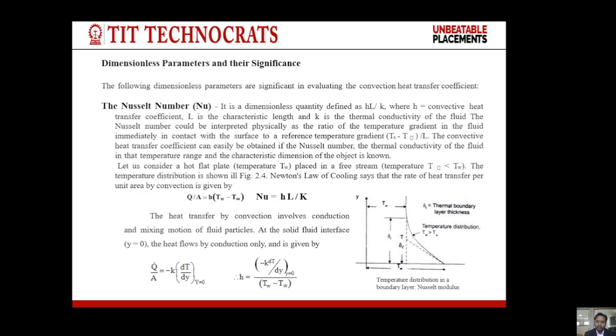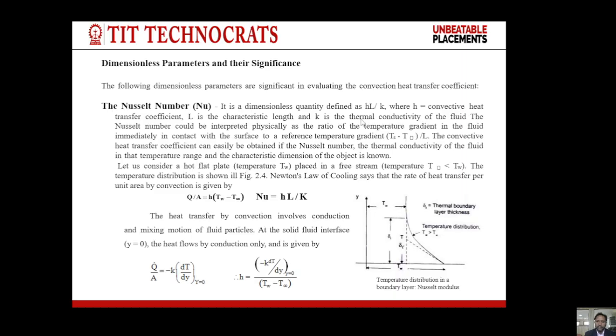To understand or study the convection heat transfer phenomena, we also have to study some dimensionless parameters. The first one is Nusselt number. The Nusselt number is a dimensionless quantity defined as hL upon k, where h is the convective heat transfer coefficient, L is the characteristic length, and k is the thermal conductivity of fluid. So Nusselt number is defined.